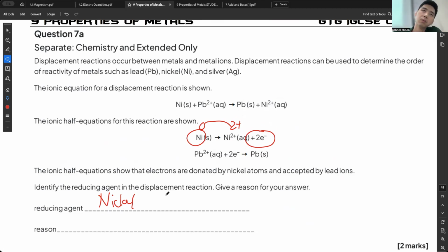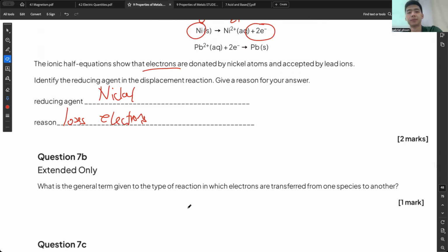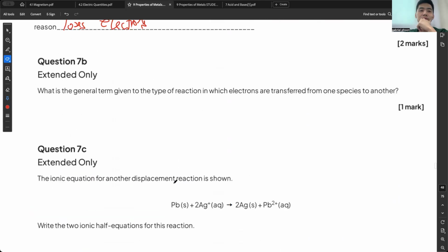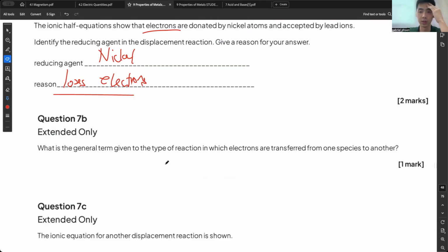And the reason is because of what? In terms of electrons, how do I mention it? It loses electrons. It's not wrong to say it reduces the oxidation state, but that's too long. Usually, if they talk about oxidize or reduce, you talk about electrons, which in this case will be losing electrons. And then the general term where electrons are transferred from one thing to another is known as a redox reaction. One guy will accept electrons, one guy will donate electrons.